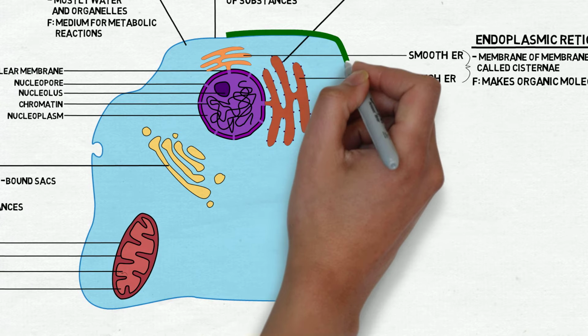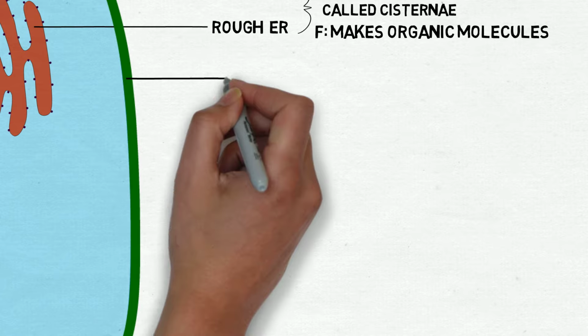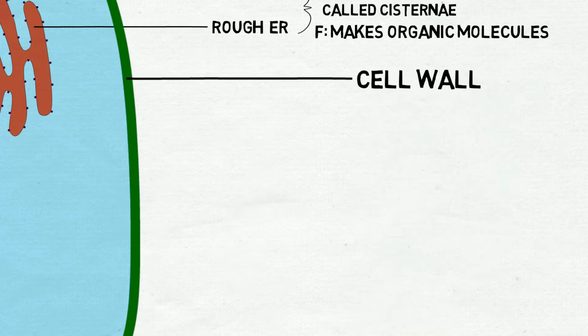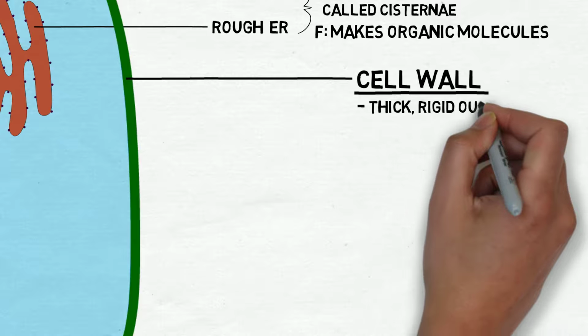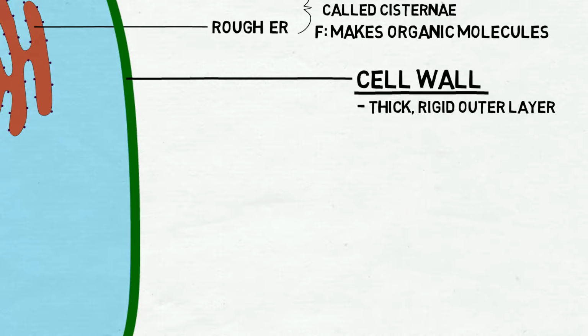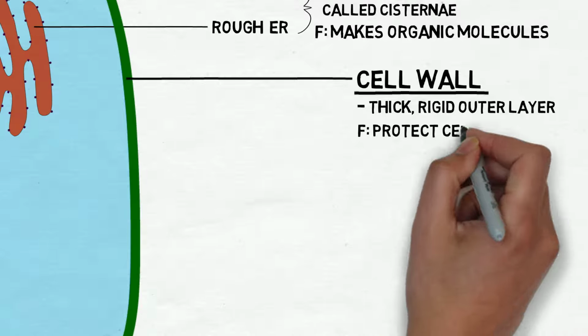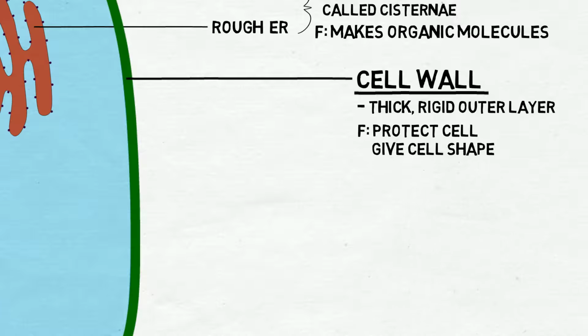The first of which is the cell wall. The cell wall is a thick, rigid outer layer found only in plant cells. It surrounds the cell membrane and is not considered to be part of the living part of the cell. The primary component of the cell wall is cellulose. The main function of the cell wall is to protect the cell and give it a regular shape, unlike animal cells which are more malleable and irregularly shaped.